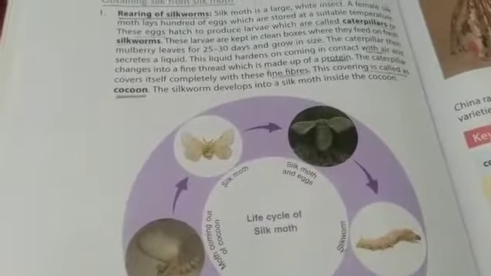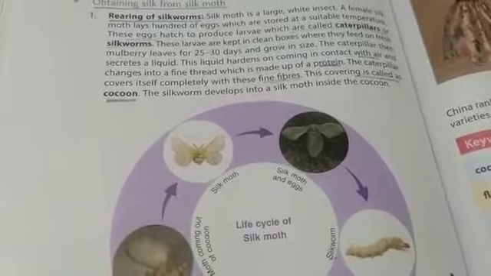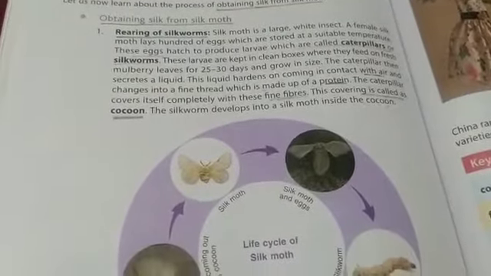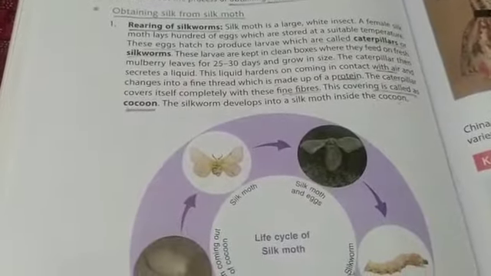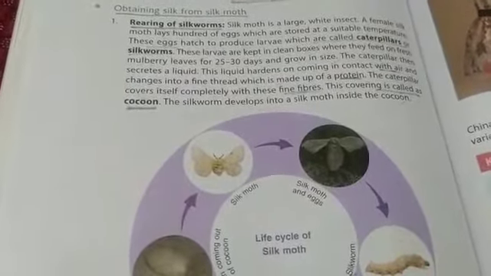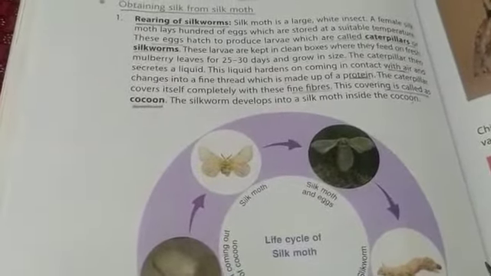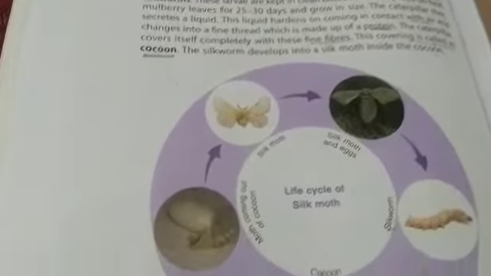Good morning, students. We are doing chapter number 14, fabric from fiber. Last time we had started your topic, process to obtain silk from silk moth. Last time we had a discussion, life cycle of silk moth. So how can we obtain silk from silk moth? First step we had done rearing of silk worm.